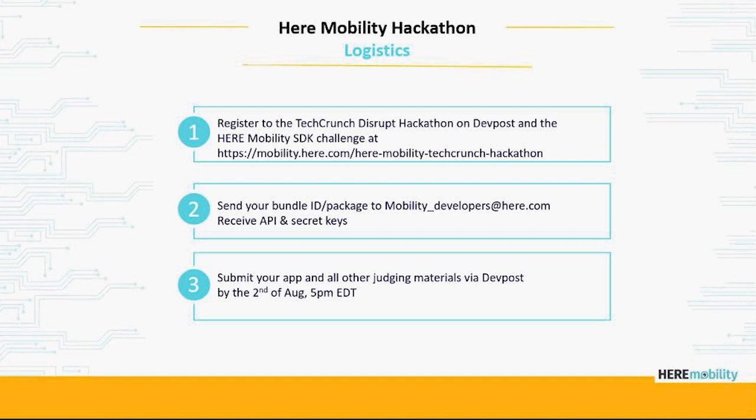From there on out, all you need to do is develop a winning application. But keep in mind that you must submit both the application and all judging materials required by TechCrunch via DevPost by 5 p.m. on the 2nd of August at the latest. Notice that this is on Eastern Daylight Time, so pay attention to the time differences in the zone that you are in.